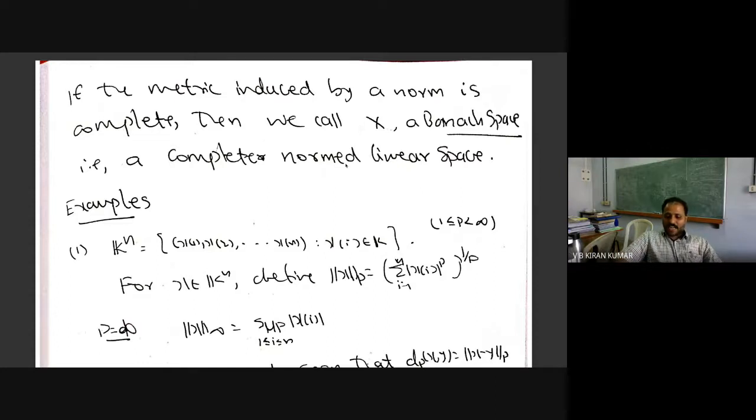Now, we are in a normed space where you already have a vector space structure as well as a norm, and this norm gives you a metric, okay? And you can check whether the metric is complete or not. Under the metric, we ask whether it gives you a complete metric space. If the metric is complete, then we call it a Banach space. So a Banach space is a complete normed linear space.